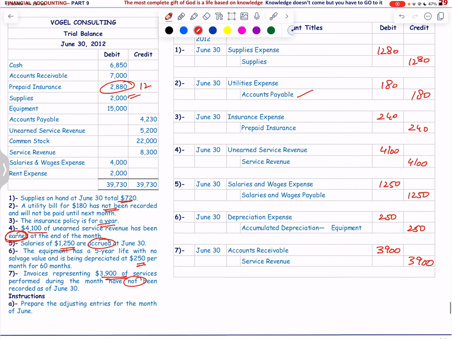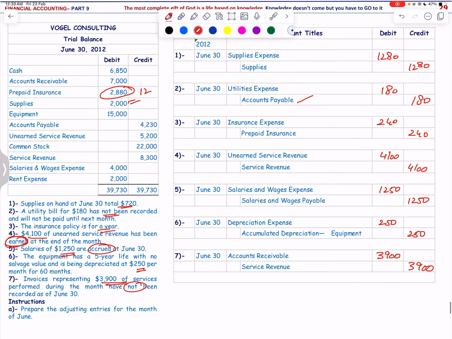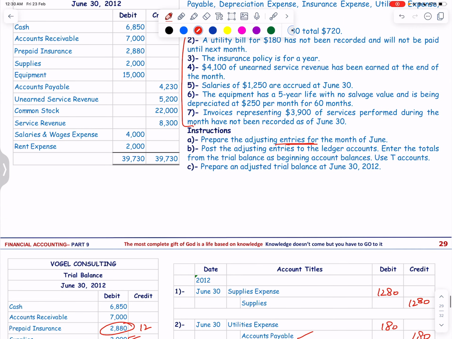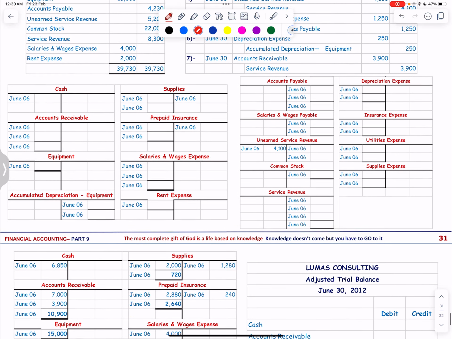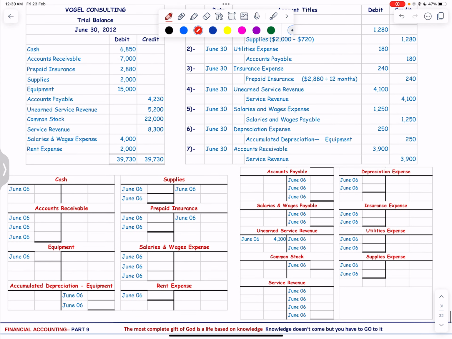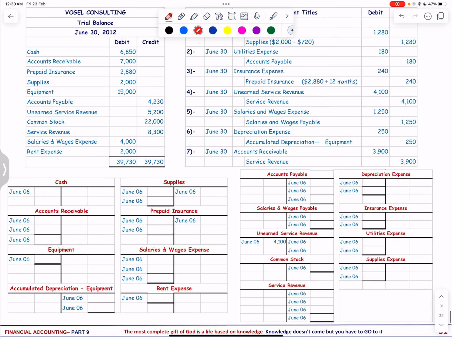So we have to prepare the adjusting entries for the month of June, and then we have to post them to the ledger account. So let us go to the next page, and we are going to post them to the ledger account. And first of all, we will record all the balances from the trial balance, debit amount on the debit side, credit amount on the credit side.